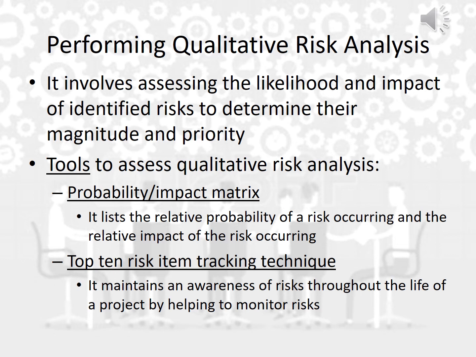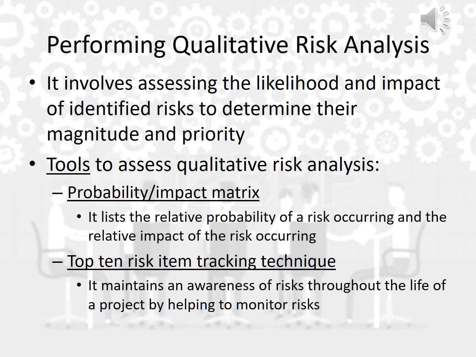Why do we need to do that? We need to focus on them in order to minimize their negative effect on the project and to achieve our objectives in a smooth way. How do we perform such analysis? We have a couple of tools that will help us to perform qualitative risk analysis. The first one is called the probability impact matrix.